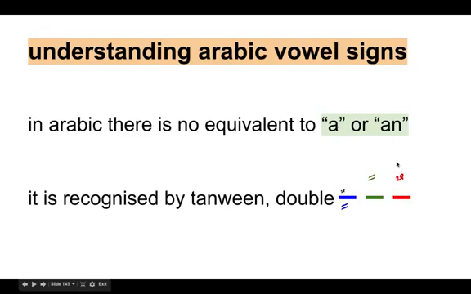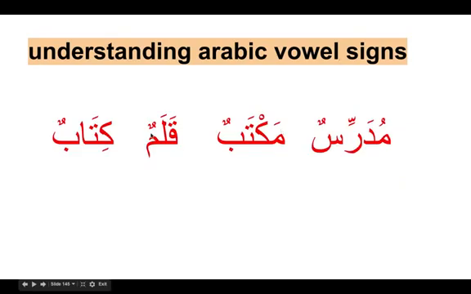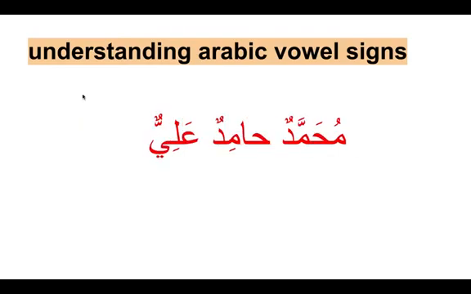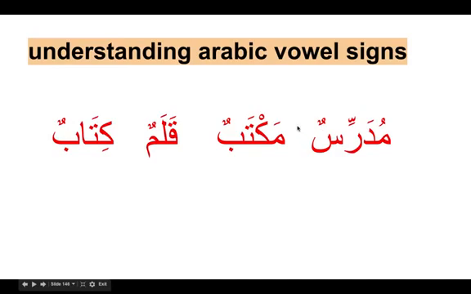So a sign of double Dhamma or double fatha or double kasra, that is a sign of indefinite. Let's see an example. So mudarrisun, if you see double dhamma, is indefinite. Maktabun, desk, is indefinite. A desk, a teacher. Qalamun, a pen. Kitabun, a book. So these are the vowel signs in Arabic.